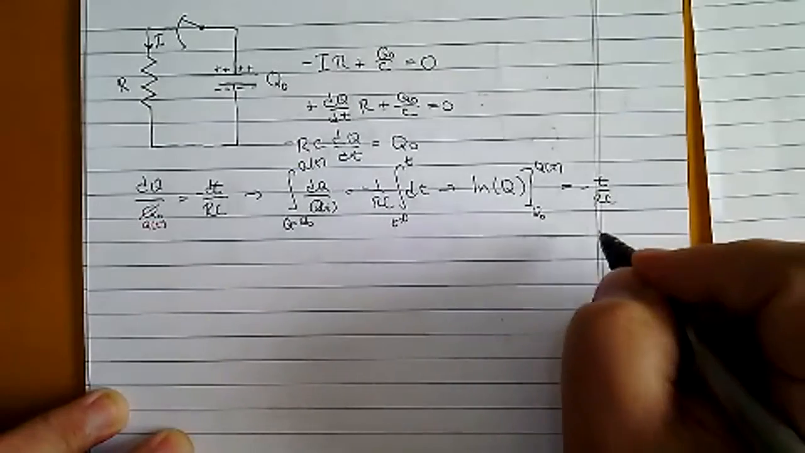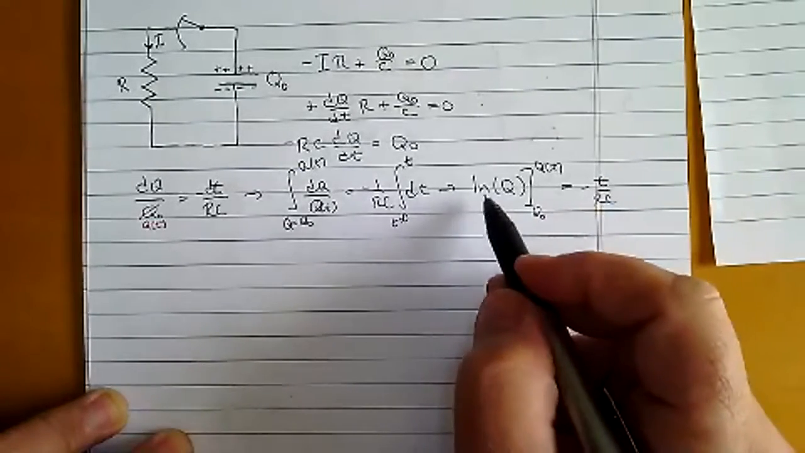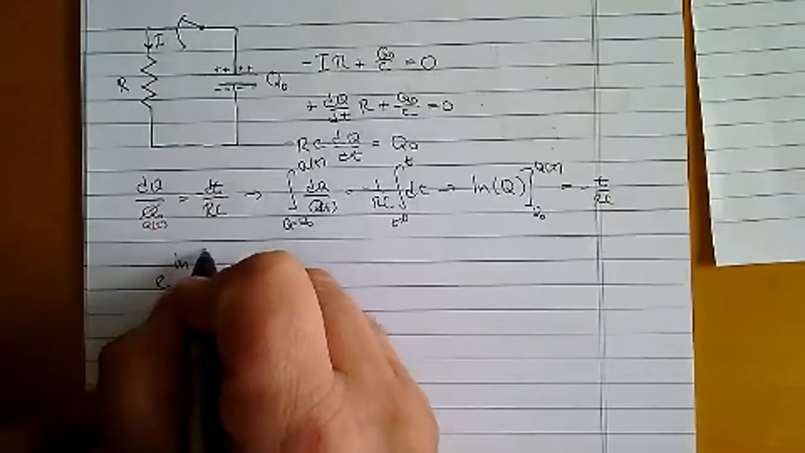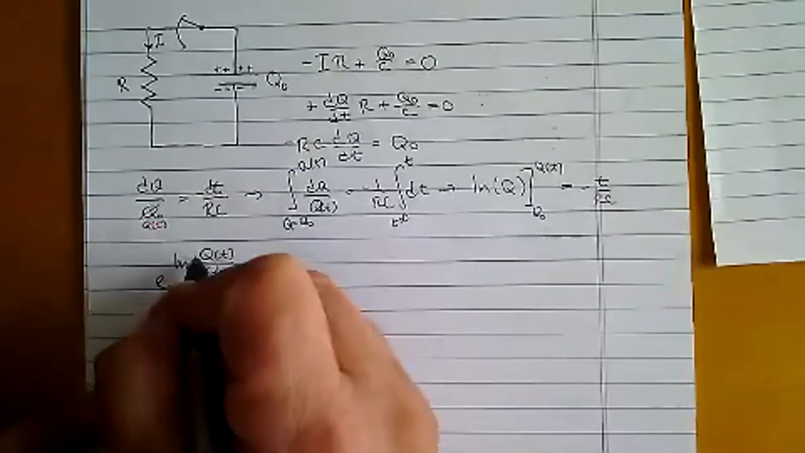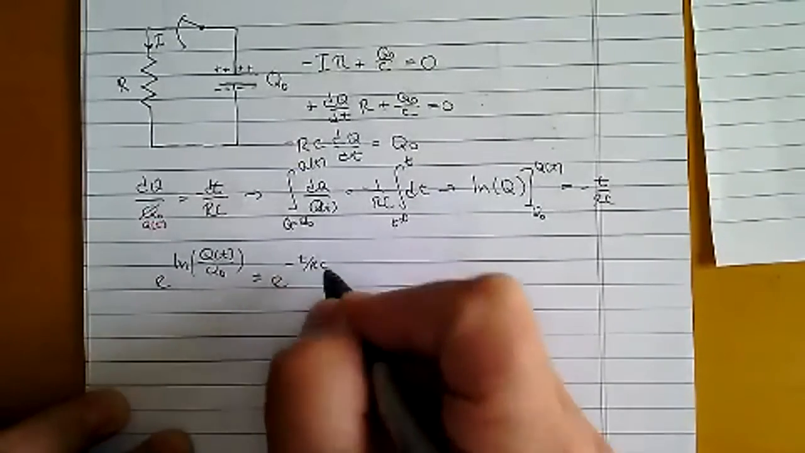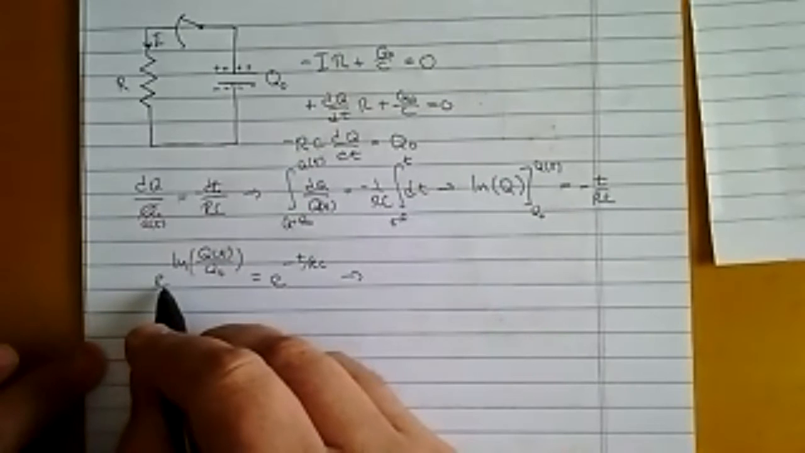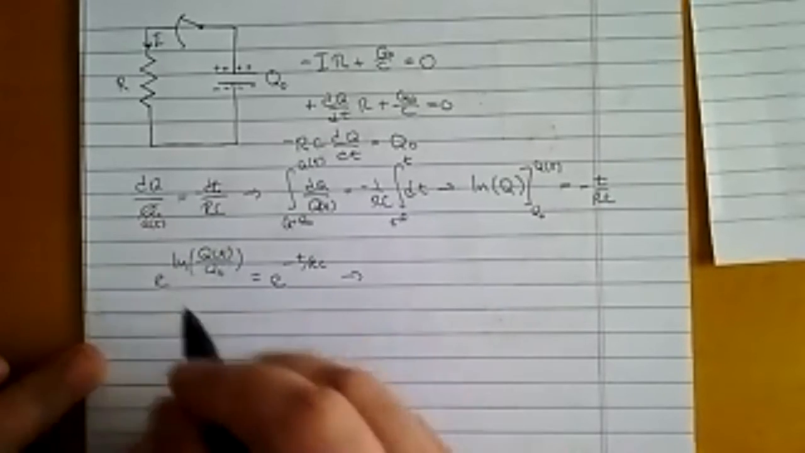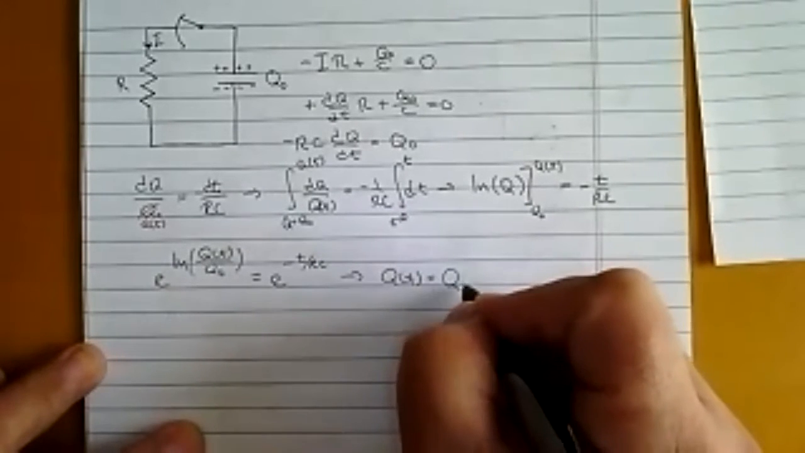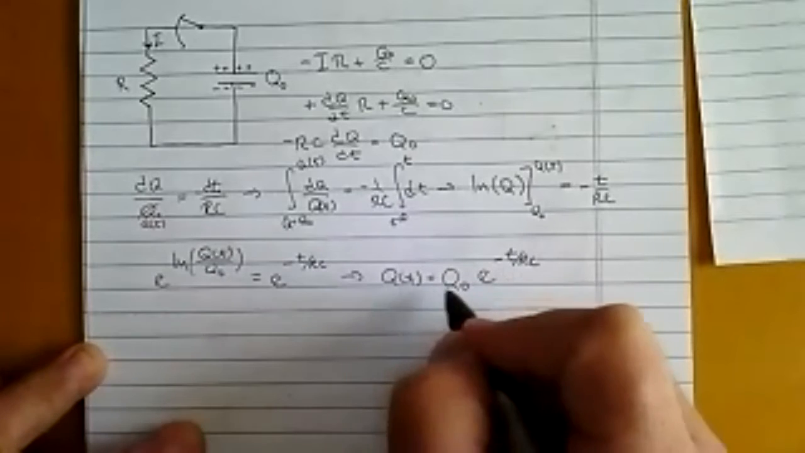I'll raise e to the ln Q power on the left-hand side, and I'll raise e to the right-hand side power, and set them equal to each other. And of course e to the ln just gives me the argument. So I'm going to have e to the ln of Q of t over Q0 is equal to e to the negative t over RC. There's a time constant again. And from that, I can now remember that e raised to the natural log of anything is just the argument of the log. So in this case, I get Q of t is equal to Q0 times e to the negative t over RC. So that is my Q as a function of time.